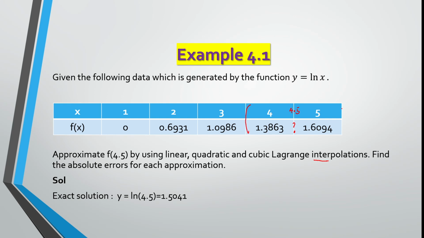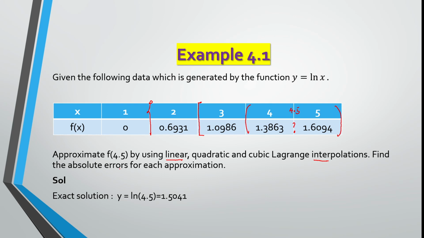If you only take two data points, that will be linear. For quadratic, you need 3 data points, so you take 3, 4, 5, so that 4.5 is inside the list. For cubic, you take 2, 3, 4, 5. But you cannot take 1, 2, 3, 4, because then 4.5 will be outside of the list. So 4 and 5 for linear, 3, 4, 5 for quadratic, and 2, 3, 4, 5 for cubic.